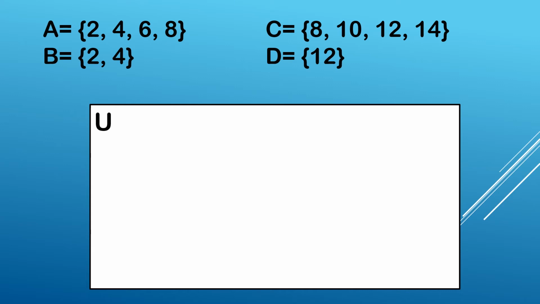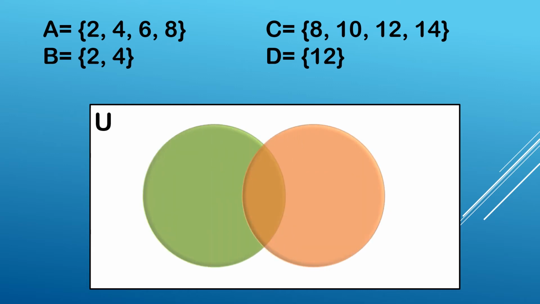As you notice, may mga numbers dito na nagbabalik. Say for example, for set A and set B, so may mga numbers na magkapareho. Set C and set D, so may mga numbers din na magkapareho. Okay. So let's name this one as A, B, C, and D.